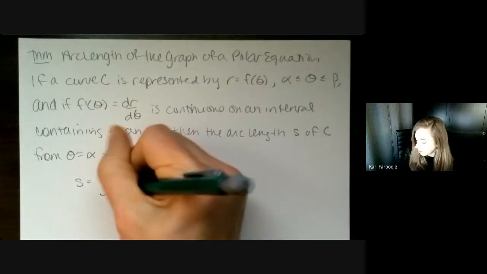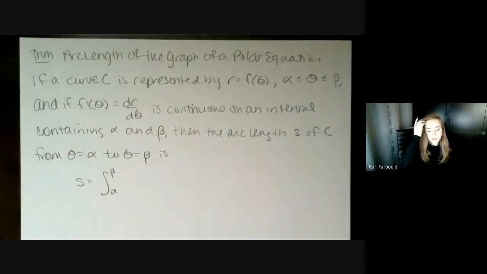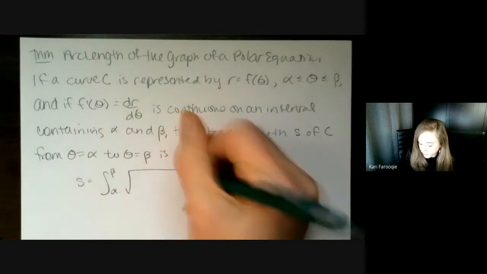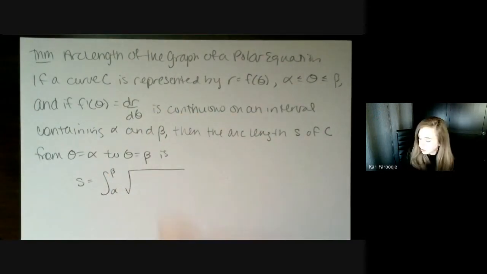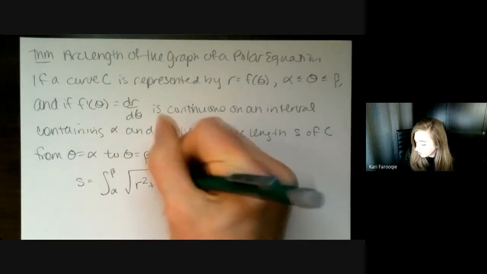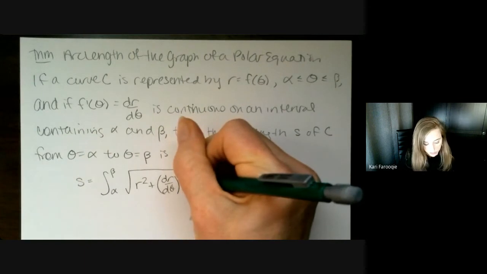from alpha to beta. And this is going to look sort of similar to what you've seen before for arc length. We talked about it a couple of different times now in various contexts. We're going to take the square root and we're going to take r squared plus dr d theta quantity squared d theta.